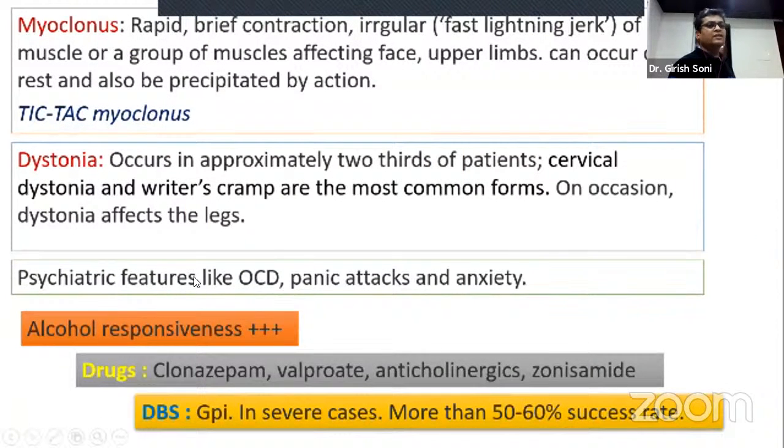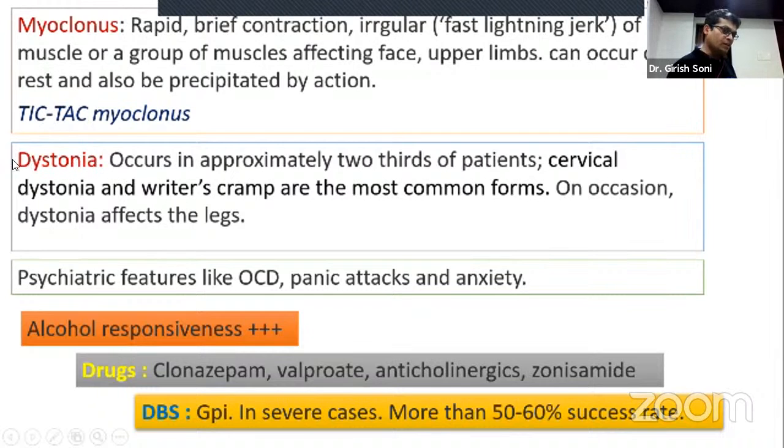So it typically starts with myoclonus. Myoclonus affects the face, proximal upper limb, rarely the lower limb. The myoclonus can be seen at rest, precipitated by action or exertion, and they are rapid, brief, and irregular, like a lightning, and hence it is called tic-tac myoclonus. So tic-tac myoclonus is very classical of DYT11.